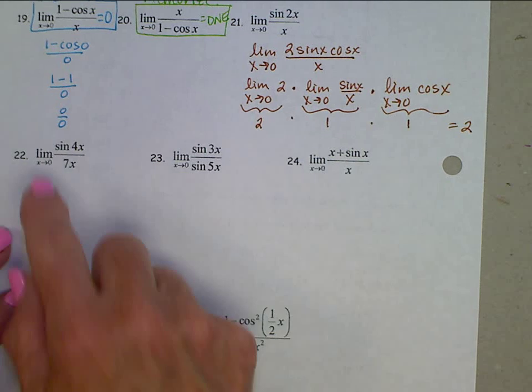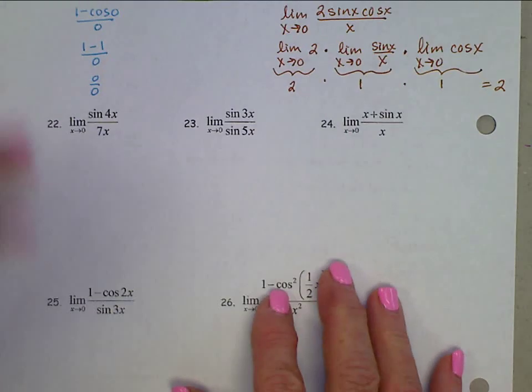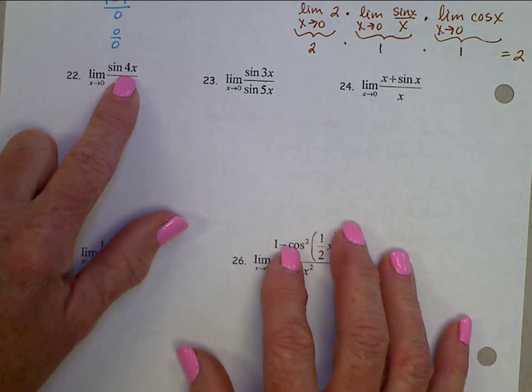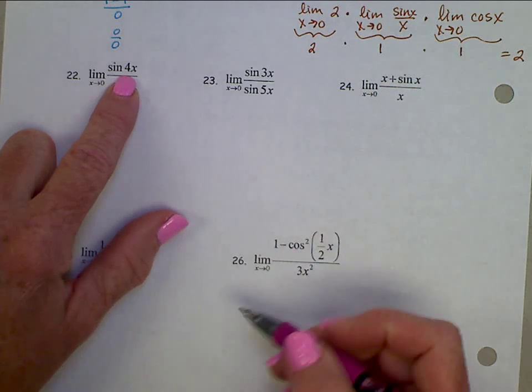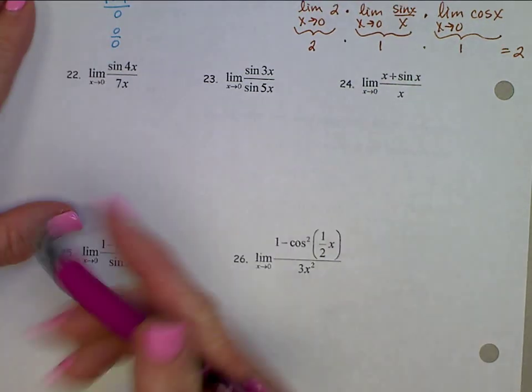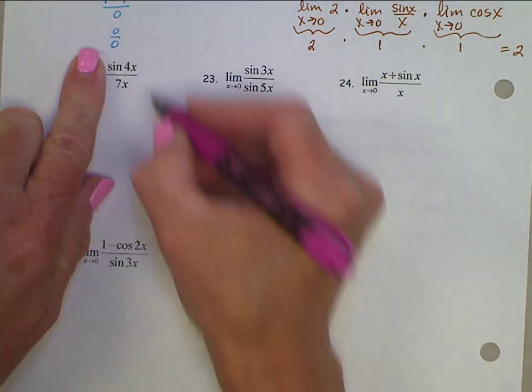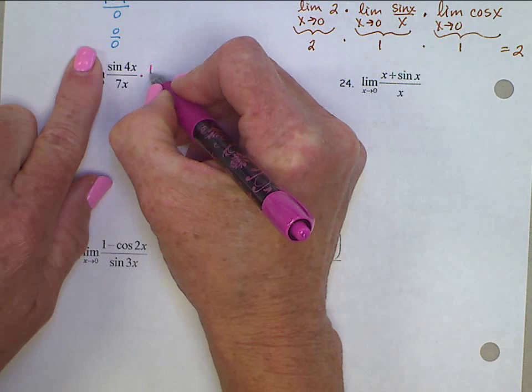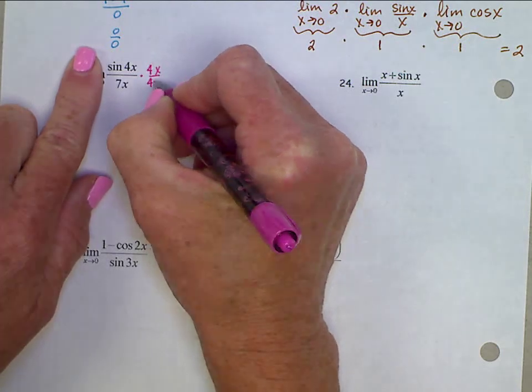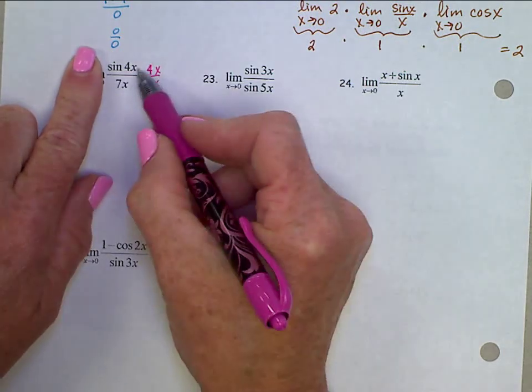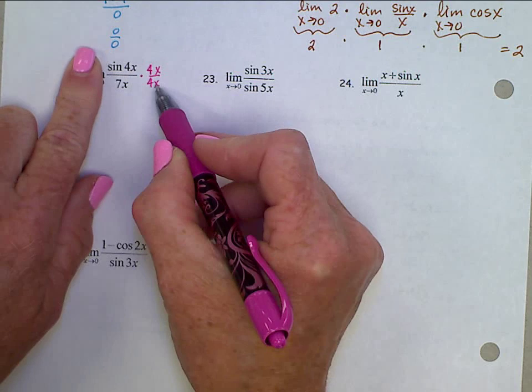Looking at this next one, we don't have a nice identity for the sine of 4x. So what we can do is some other algebraic manipulation. Looking at this fraction right here, we're going to multiply by 4x over 4x. And that is legal: you can take a fraction and multiply the numerator and denominator by the same thing.